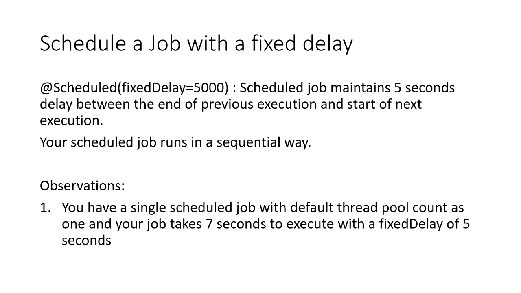Basically there are three ways to schedule a particular task. The first one is a fixed delay, the second one is a fixed rate, and the third one is a cron job. Let's start with fixed delay. For example, if you want to run your scheduled job continuously, keeping a 5 seconds delay between each iteration, let's assume. In that case, your scheduled job runs in a sequential way. I will show you in the code how it happens.